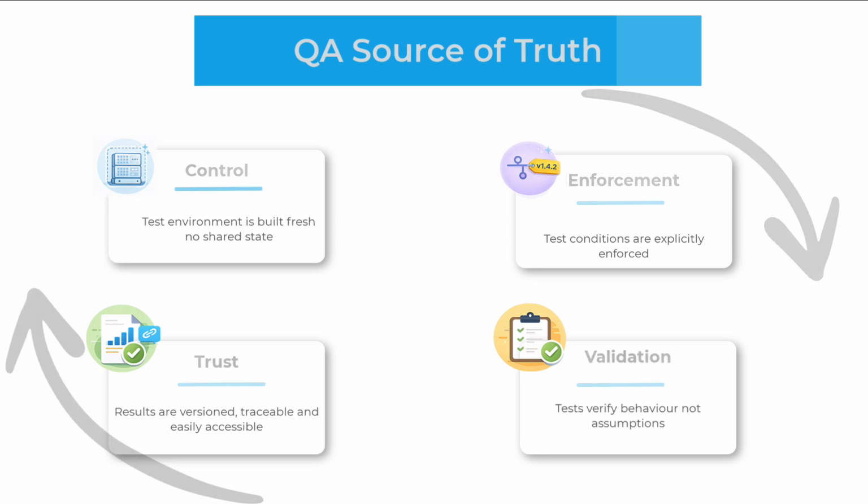QA is always where issues surface first, and instead of reacting every time something breaks, we focus on controlling the conditions behind it.